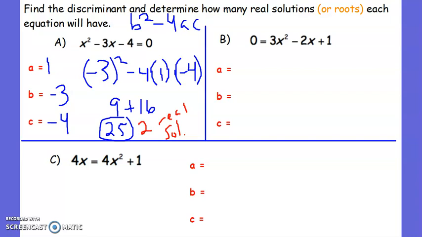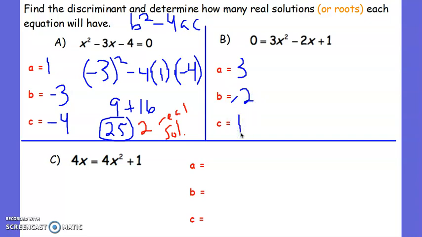Let's try that with the next equation over here. So again, we're equal to 0, so we're all set there. So let's identify a, b, and c. We'll plug that into the discriminant. So here we go. A is going to be 3. B is going to be -2. And c will be 1.